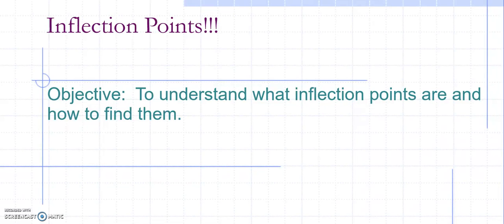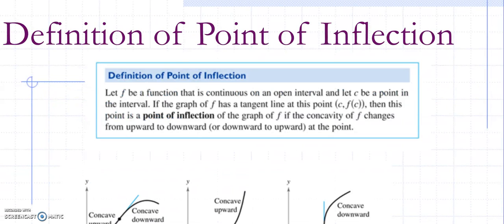So now we're going to look at one of the applications to understanding concavity, which is finding inflection points. First, we need to understand what is an inflection point. So the definition of an inflection point is: let f be a function that is continuous on an open interval and let c be a point in the interval. How many times have we heard that now, right?